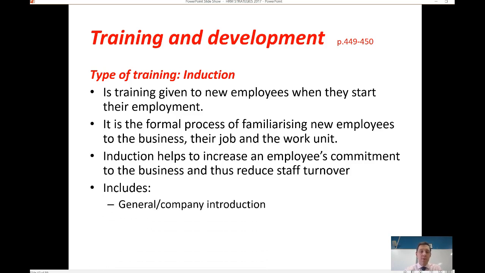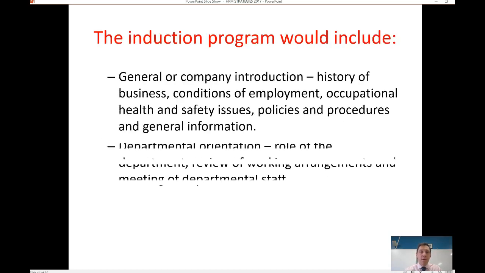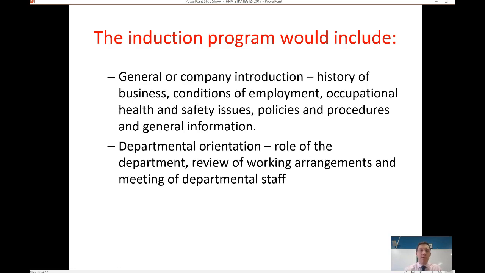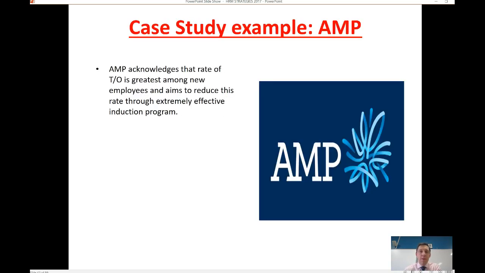A good induction program includes things like a general company introduction and department orientation. So, if you were at Shaw here, being introduced to the members of the economics department, for example. A general job introduction, this is what your job is going to entail. The company introduction covers the history of the business, the conditions of employment, and your occupational health and safety issues. The department orientation should include the role of the department within the business, a review of working arrangements and meeting of departmental staff. In terms of the job introduction, a description, like I said before, and some initial training of that particular job.